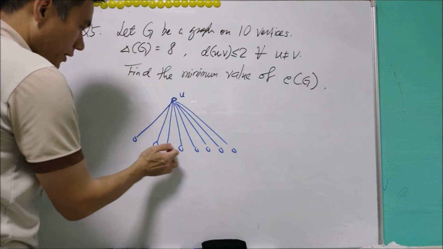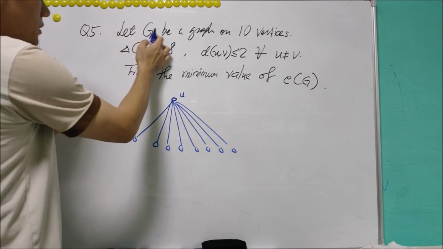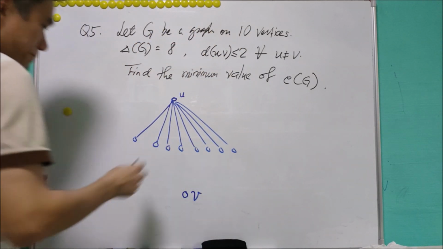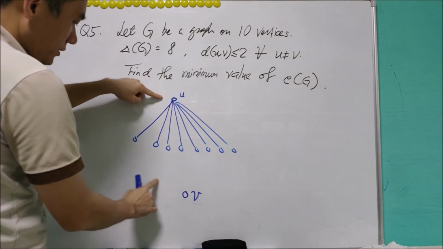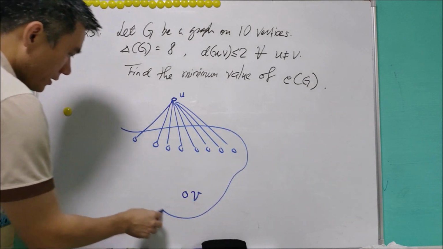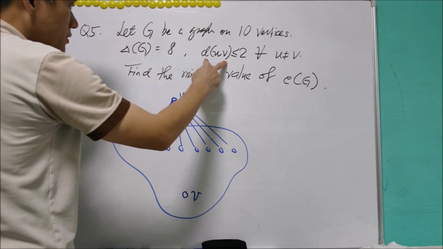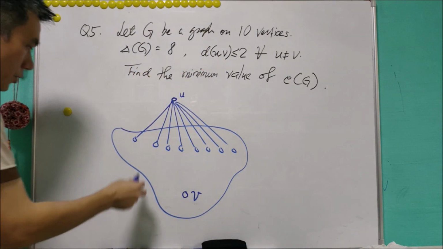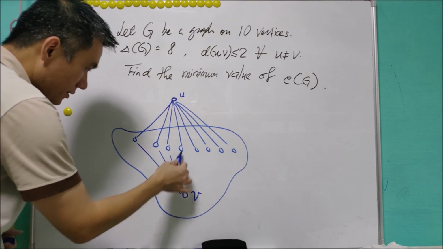1, 2, 3, 4, 5, 6, 7, 8. Here we already have 9 vertices, and G is a graph on 10 vertices. Let's say this is V here. Since the maximum degree is equal to 8, U and V are not adjacent. So we are left with the connection here. In order to make the distance between any two vertices not more than 2, one of the possible ways is we just join V to any of these vertices.